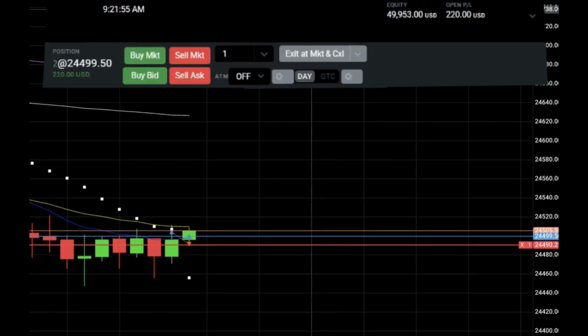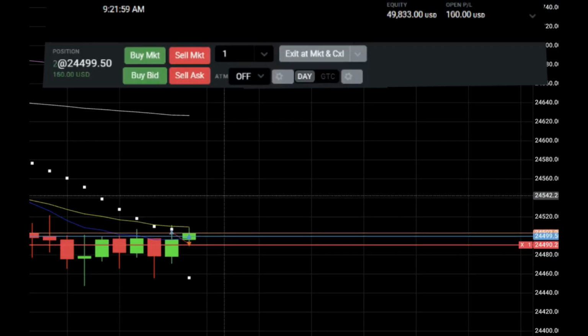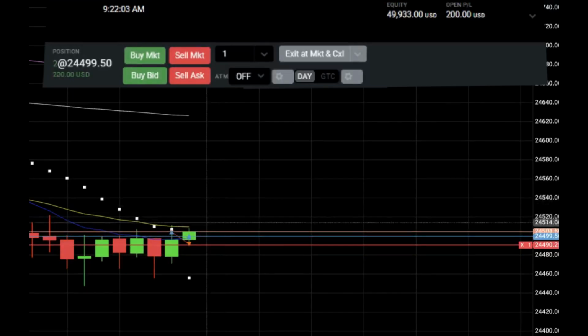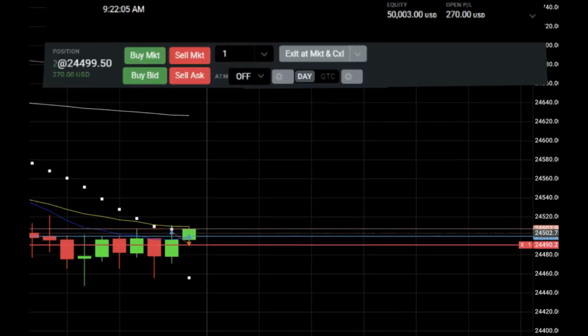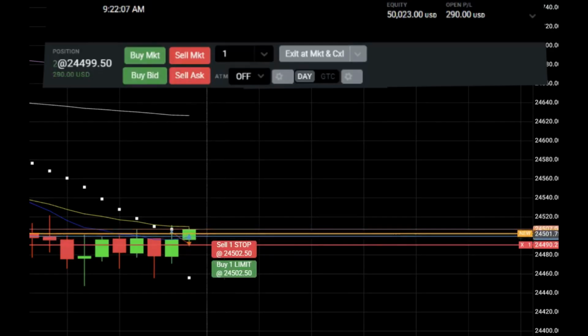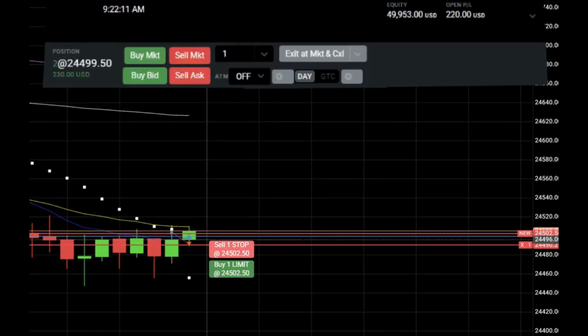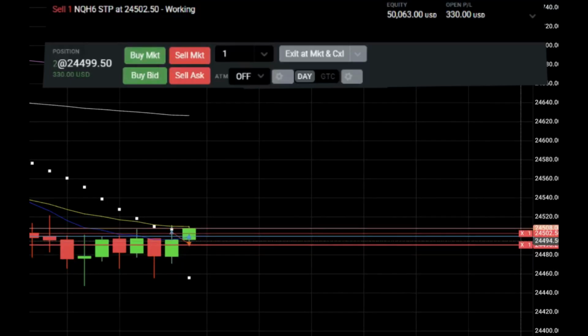Now it's starting to go my way. I might have been a little bit early to the party before. And we're starting to go my way. We're up about 290 on the trade, 300, over 300, and we're starting to move. If we can get above this EMA, we'll be good.